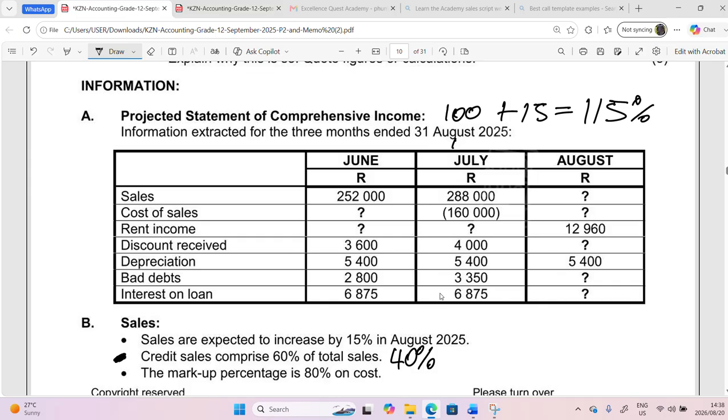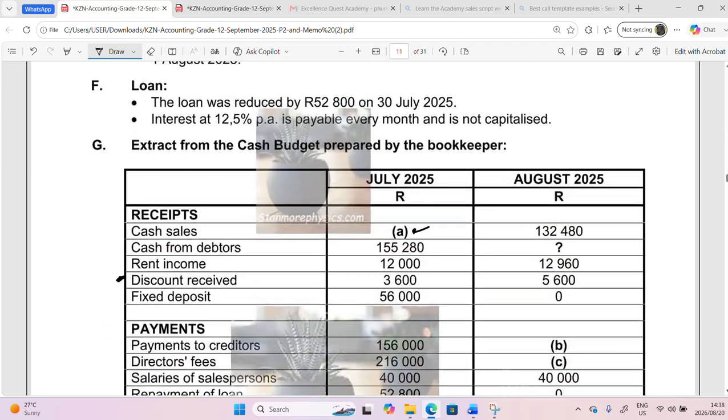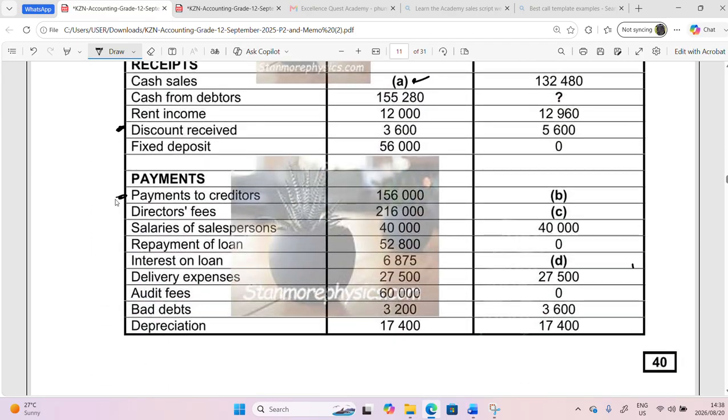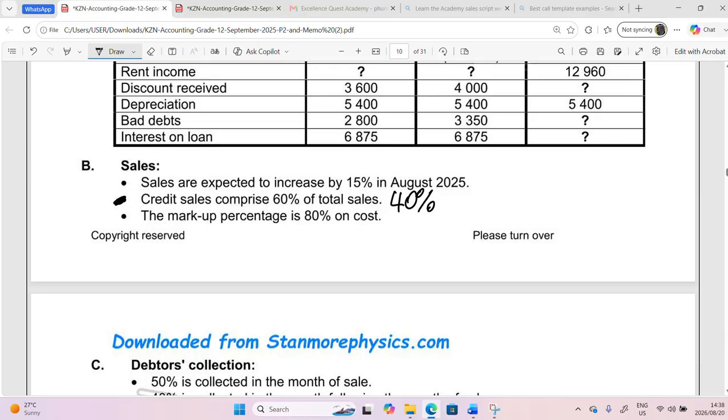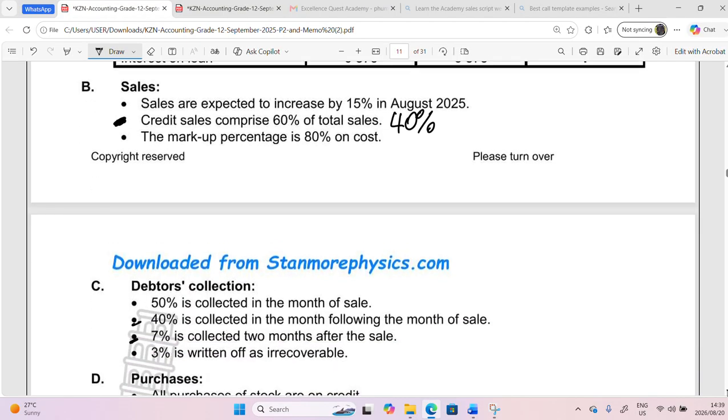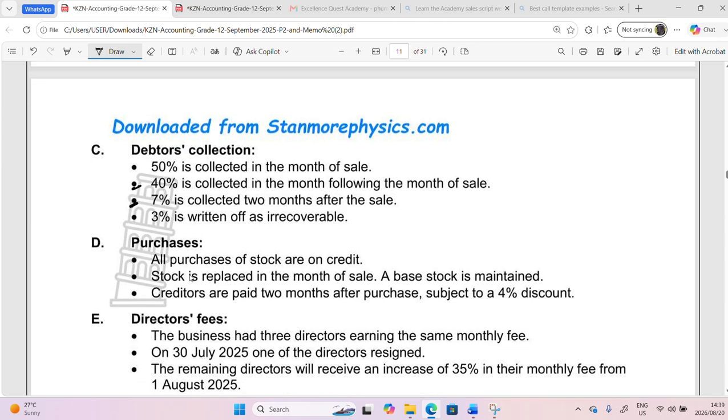And then secondly, we need to calculate the payment to creditors, guys. Payments to creditors for which month? For August. I want you to check information D. D, all purchases of stock are on credit. Stock is replaced in the month of sale.